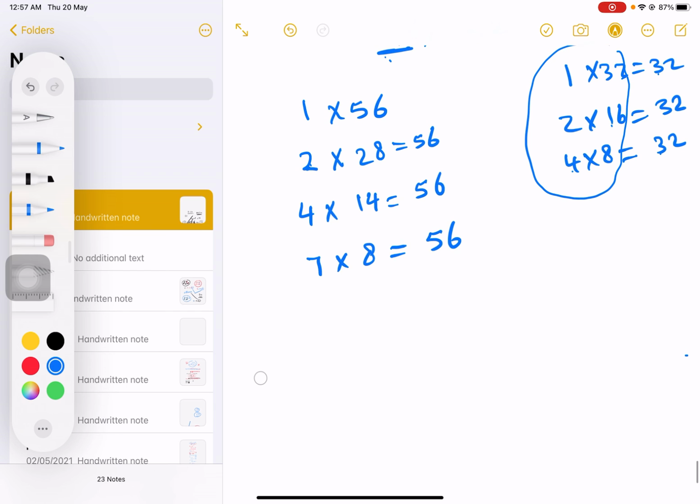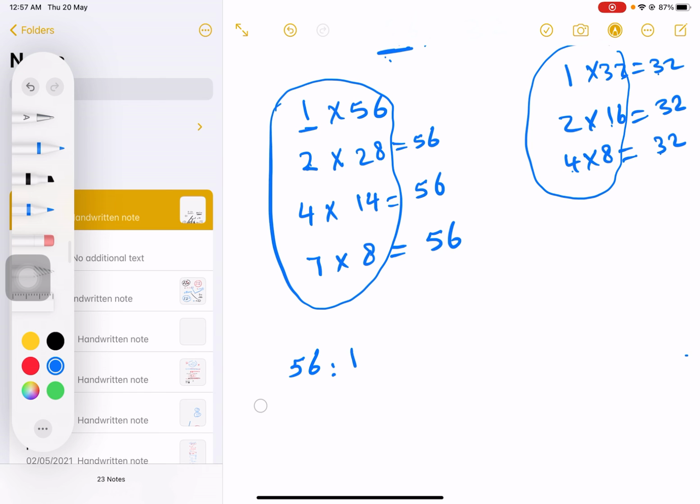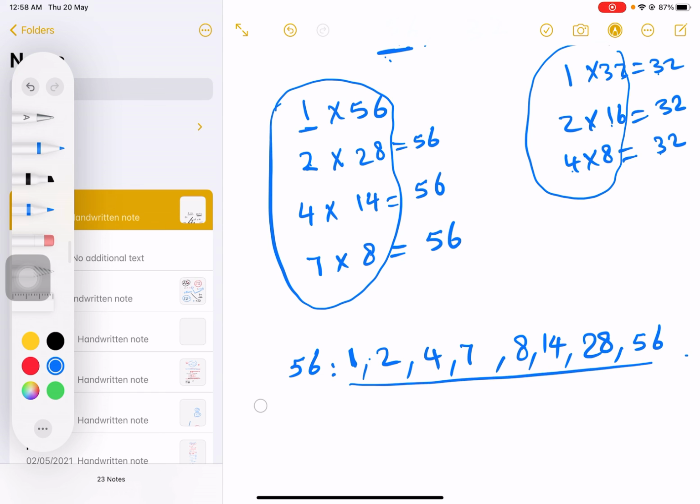Now I need to write a list for these divisors. When you write a list, you write them in order. For 56, you start with two dots. The first number, you write it here, 1. At the end of the line, you write 56. Then you say 2 with 28. Then 4 with 14. Then 7 with 8. All these are called divisors. 56 can be divided by these divisors without any remainder.